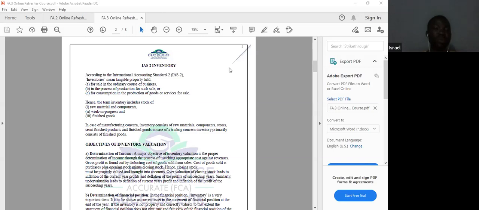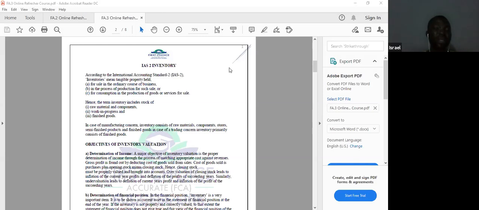They are convertible to cash within 12 months, so they are regarded as current assets. And they are also tangible. According to IAS 2, inventory means tangible property held for sale in the ordinary course of business, in the process of production for such sales, or for consumption in the production of goods and services for sale. That's the way they refer to inventory.